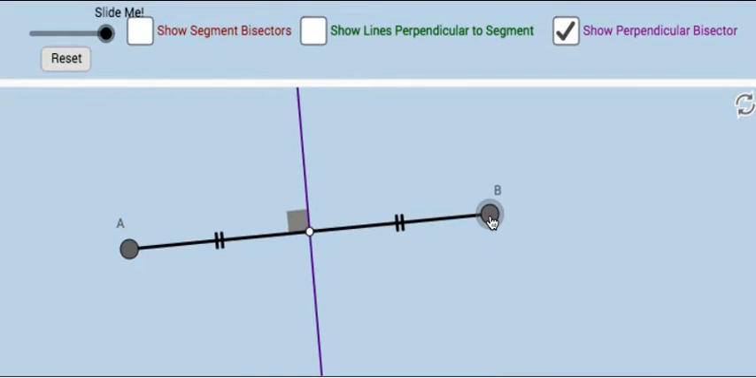So therefore, again, reiterating, a line is said to be a perpendicular bisector of a segment. This line here is a perpendicular bisector of segment AB because it intersects the midpoint of that segment at a right angle. It's as simple as that.